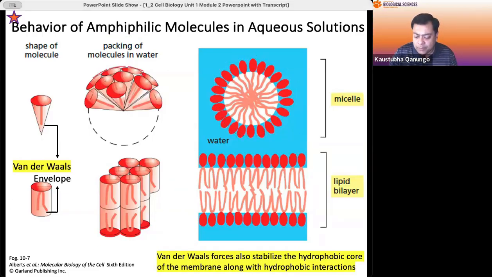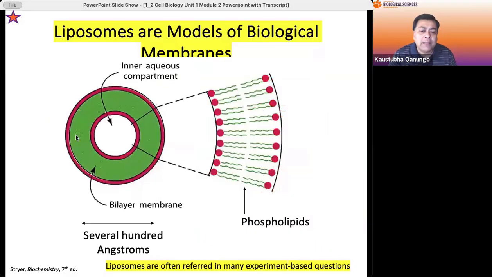All right. After that, we are looking at liposomes. Liposomes are often referred to in many experiment-based questions. This is nothing but an artificially made membrane structure where you have a phospholipid bilayer, and this is an artificial membrane, and you can do a lot of experiments with that. Inside is an aqueous compartment, so you can think of it as the cytosol or the cytoplasmic part of the cell. This is the exterior, and you can do lots of experiments with those as well.